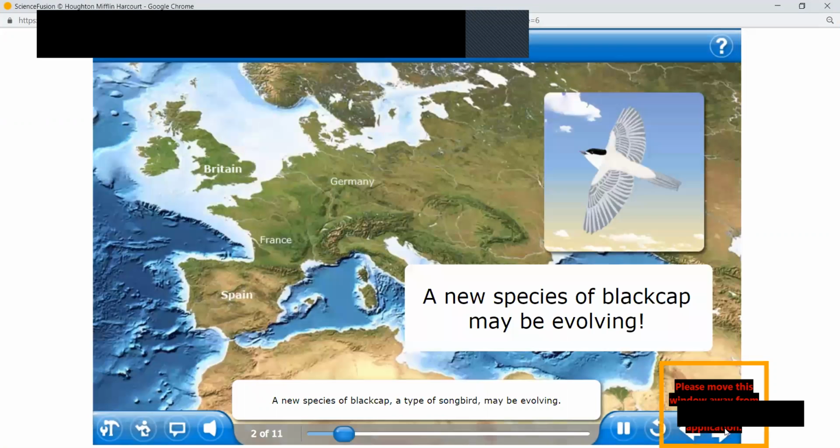No, this is the beginning of the lesson. Only the beginning. We have seen the new species of blackcap.